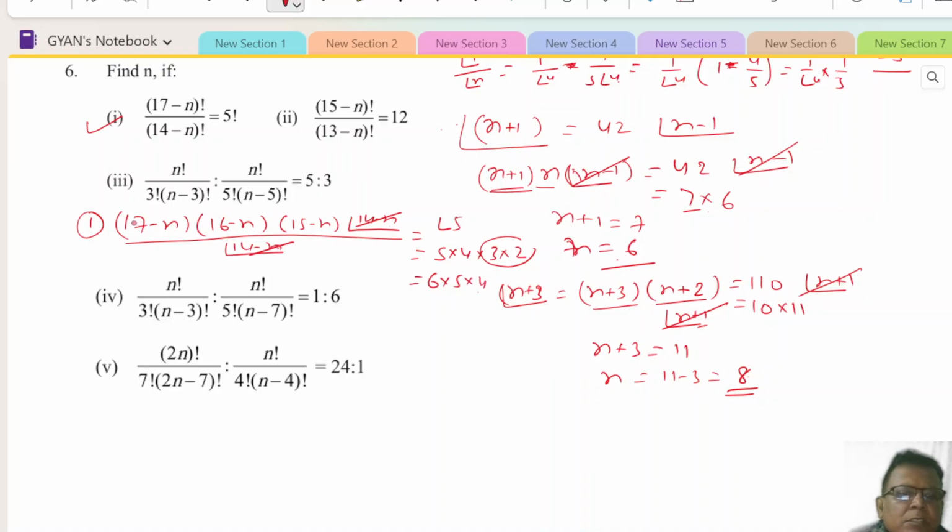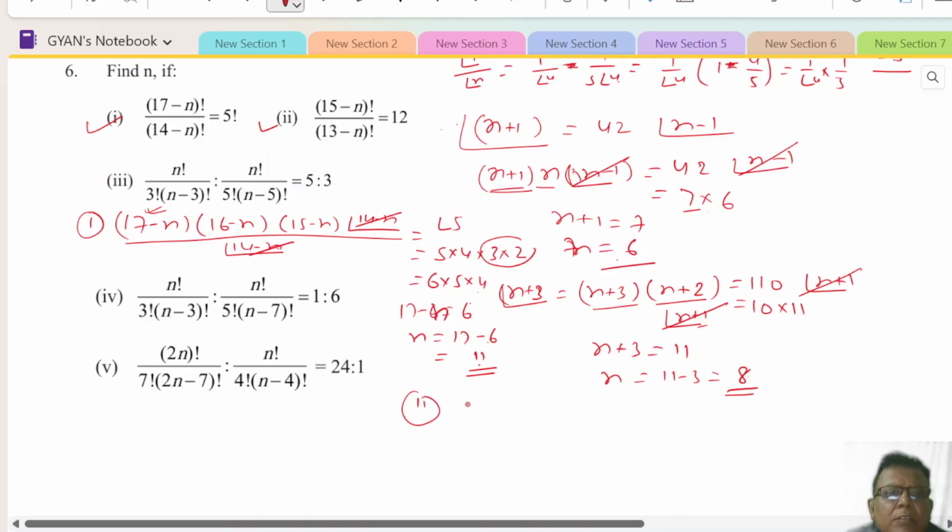So this is the biggest. So 17 minus n is equal to 6. So n is equal to 17 minus 6. That is equal to 11. Now come to this question.